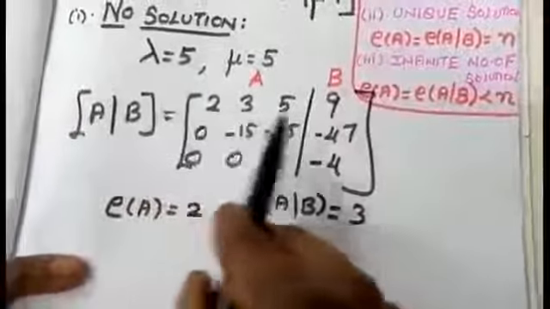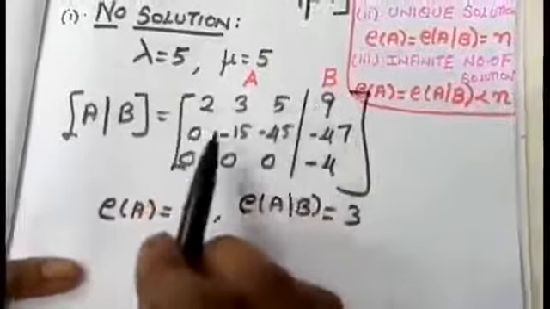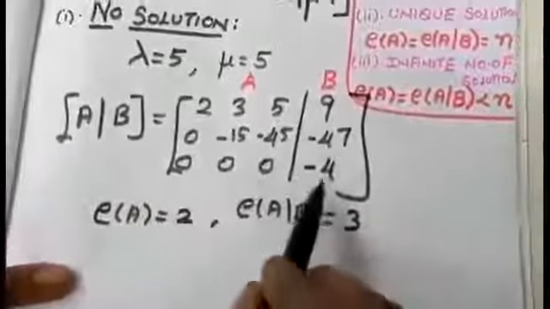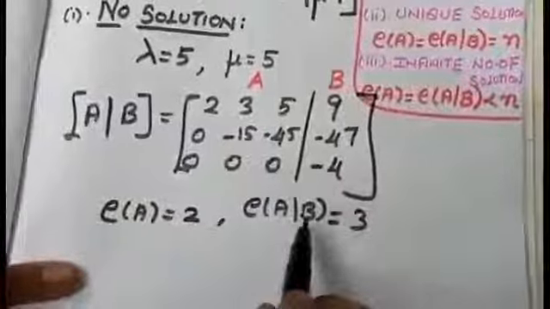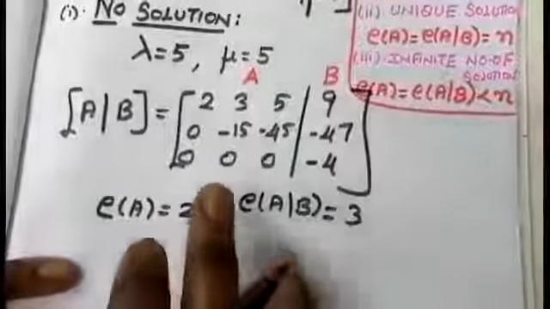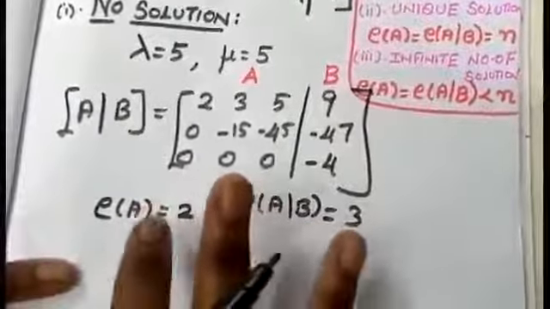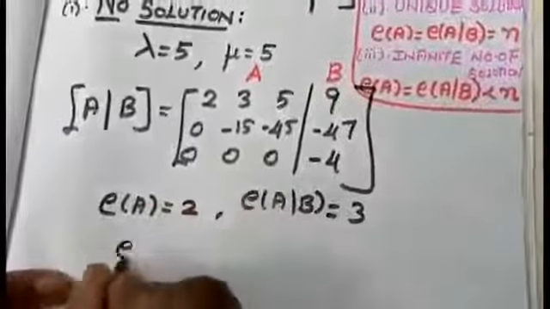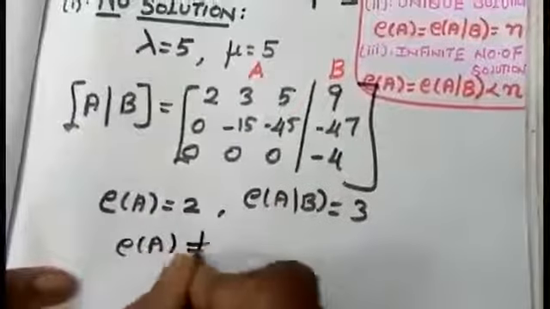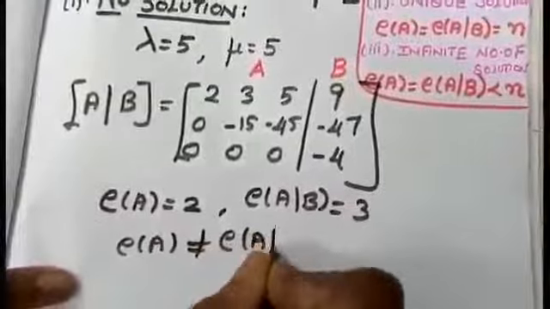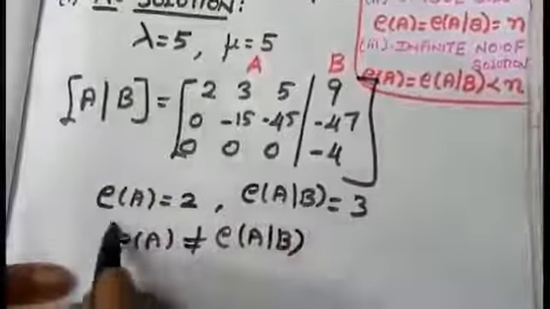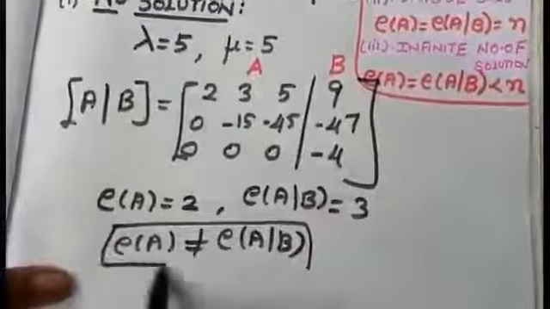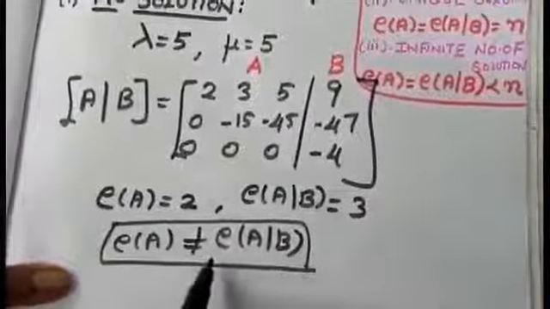I am having first row fully number, second row also number, third row also I am having the number. But rank of AB equal to 3. Both the ranks are different. So I can say that rank of A not equal to rank of AB. So since I am getting this concept, I can say that it has no solution.